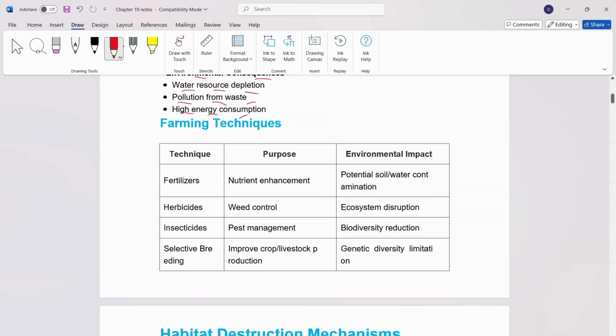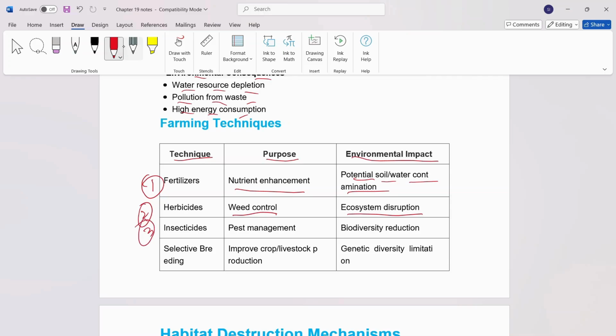What are the farming techniques that we have? Technique number 1, using fertilizers. Purpose is nutrient enhancement, environmental impact, potential soil and water contamination. Second technique is using herbicides. Purpose is weed control and environmental impact can be ecosystem disruption.